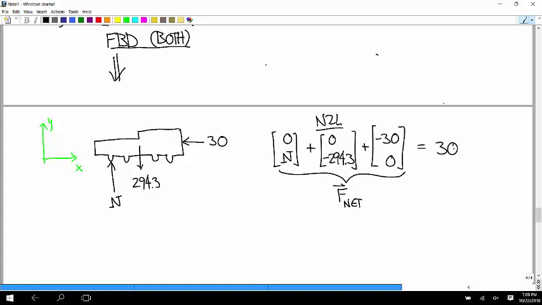Okay. Yes? Because that's in the negative x direction. Yes? Newtons. Yep. Everything in the free body diagram is a force, so they'd all be Newtons if you're doing SI units.